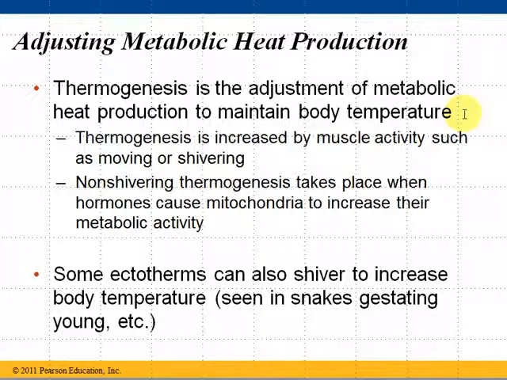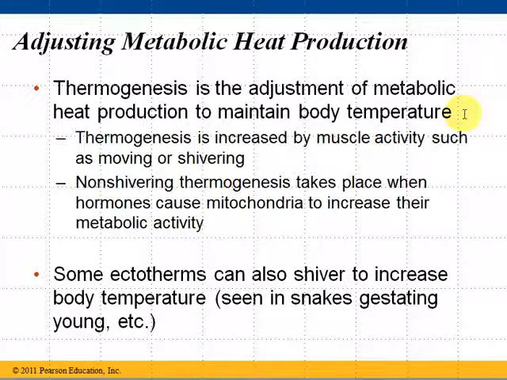Some ectotherms can also shiver to increase body temperature. So even some creatures that you might have called cold-blooded, such as snakes or reptiles, will shiver to increase their body temperature. Although they are relying on the outer environment to do most of the work, they still also do some internal things to maintain a certain temperature.